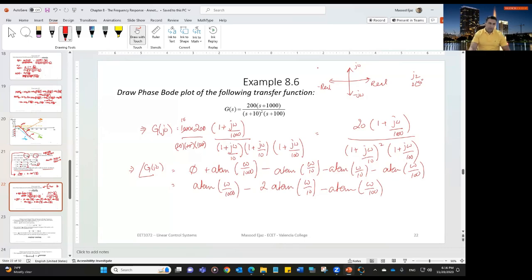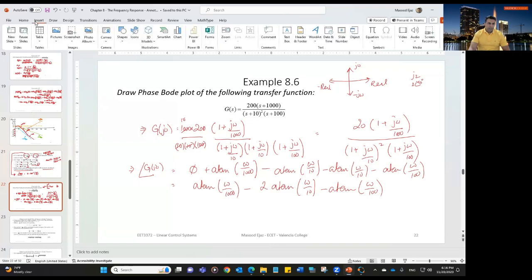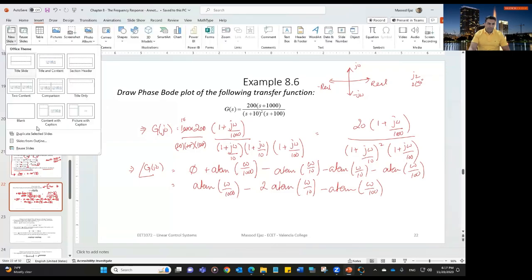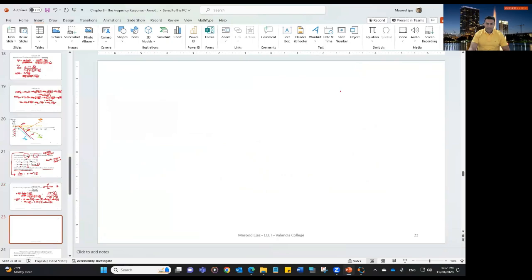So how the phase response is going to look, let's go ahead and insert another slide. Just insert a blank slide. How the phase response is going to look like. Move this on the side.